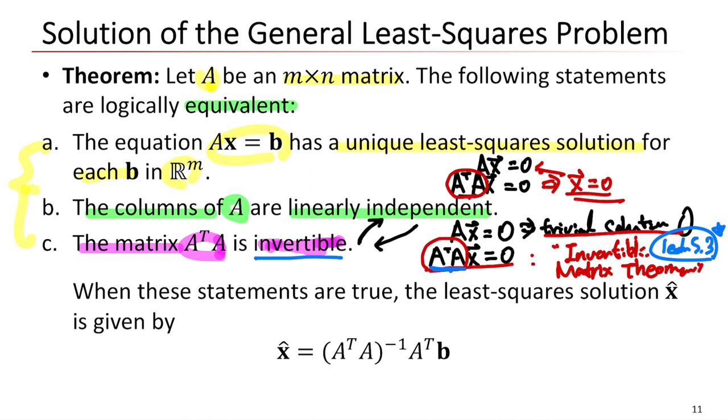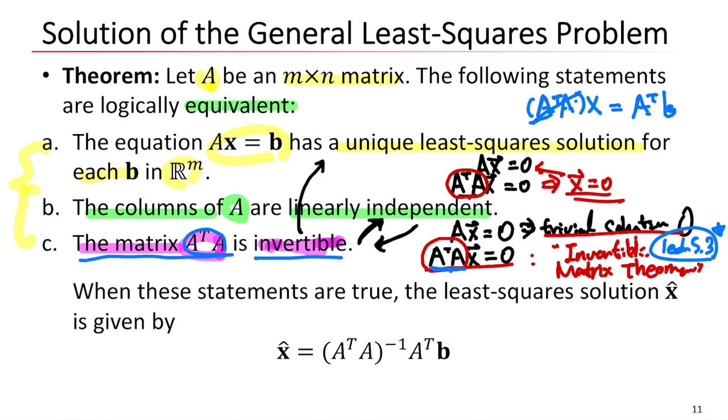Okay, so statement B and statement C are equivalent to each other, right? Then, from the normal equation, A transpose A x is equal to A transpose b. If the matrix A transpose A is invertible, then by multiplying the inverse of A transpose A on the left hand side and right hand side, there is only a unique solution, x equals inverse of A transpose A times A transpose b, right? So it means that if statement C is true, then statement A should be true, right?